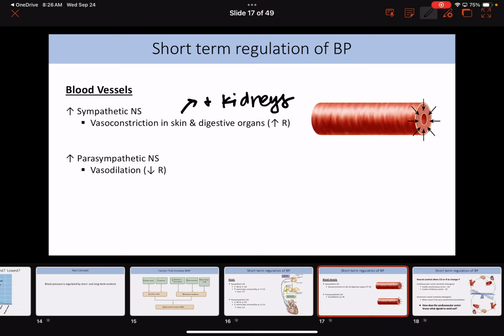During parasympathetic activation, though, we're going to vasodilate those areas, and we're going to return blood flow to those areas. And we do that through, again, vasodilation and opening up those vessels.